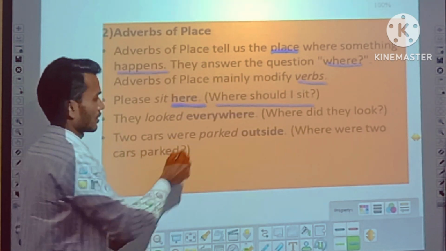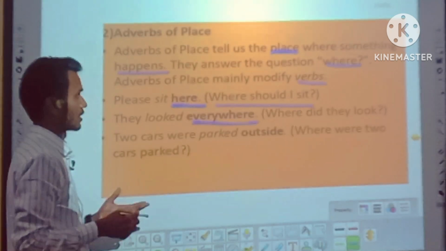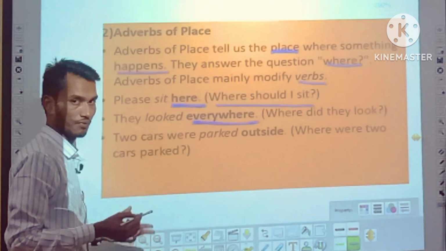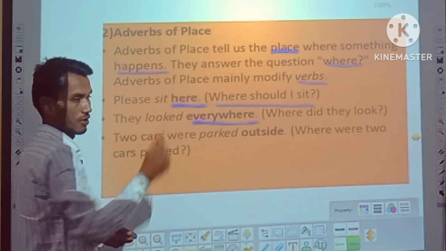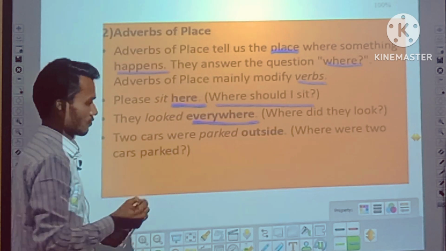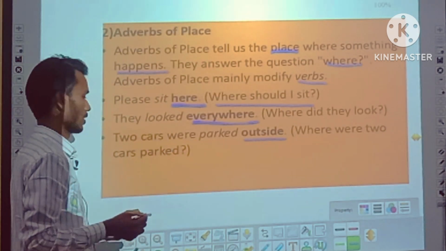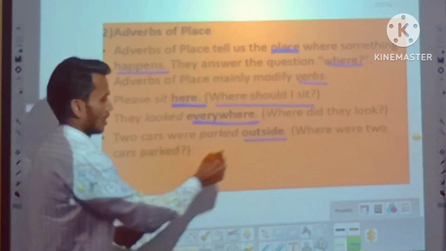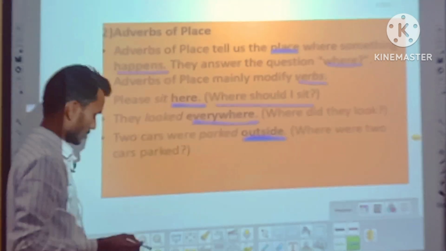They looked everywhere. Here, everywhere is an adverb. What kind of adverb? Adverb of place. Where did they look? Two cars were parked outside. Where were two cars parked? Outside. Here outside is an adverb of place.